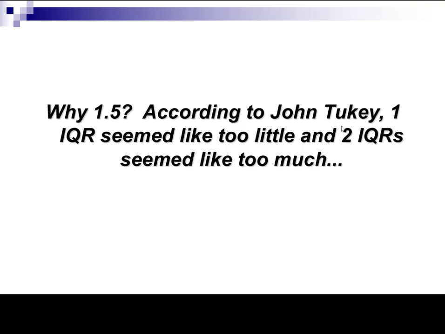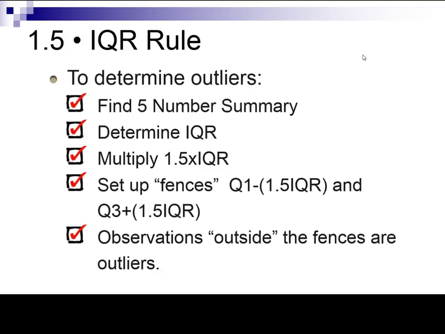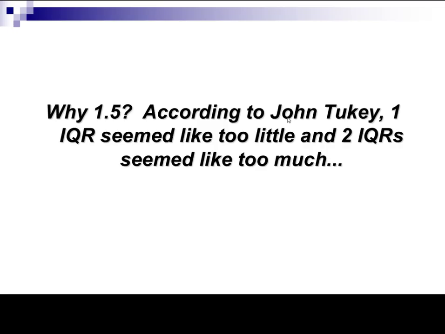This is just kind of silly. You know how the rule is 1.5 times the IQR? They asked John Tukey, the guy who came up with that rule, hey, why did you choose 1.5 IQR? And he said, well, 1 seemed like it was too little and 2 seemed like too much, so I went with 1.5.